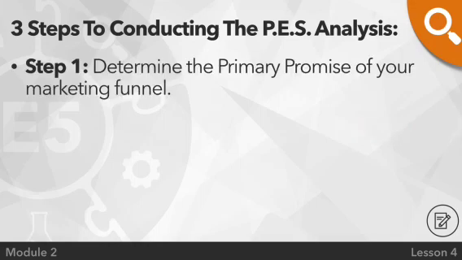So step number 1 is determining the primary promise of your marketing funnel. This is the promise that you are ultimately going to be making in your marketing campaign, in your marketing funnel, to prospects. What is it that you're promising them they'll experience? What is it that you're promising that they won't have to deal with anymore in terms of pain or obstacles or barriers, right? What is the primary promise of your marketing funnel? What is the one single solitary overarching promise that you are going to be making to prospects?